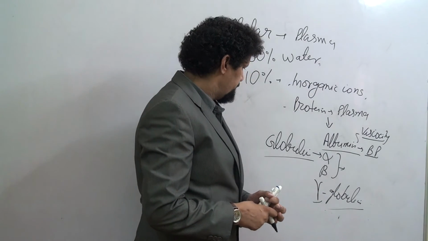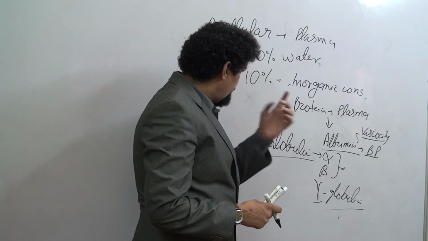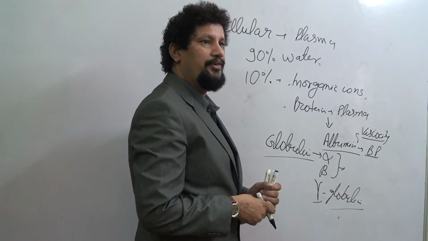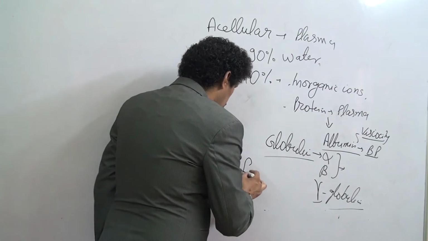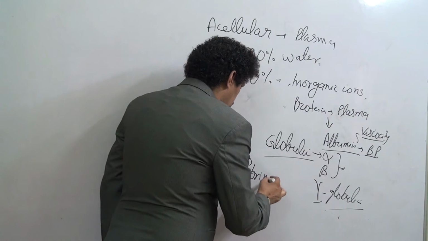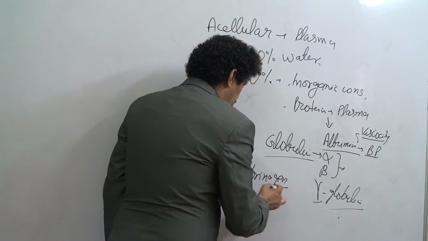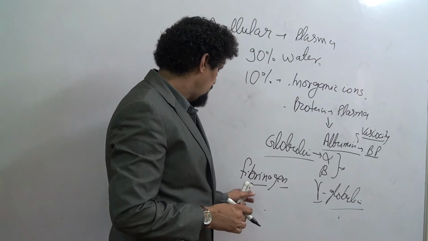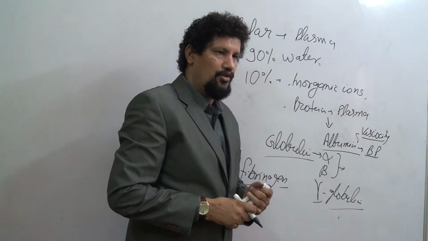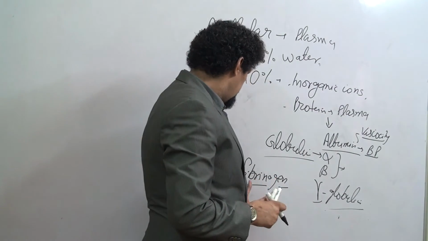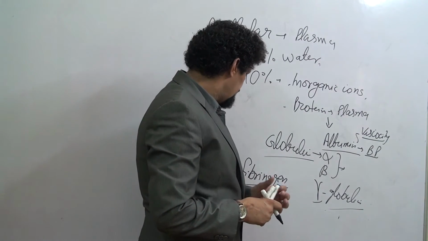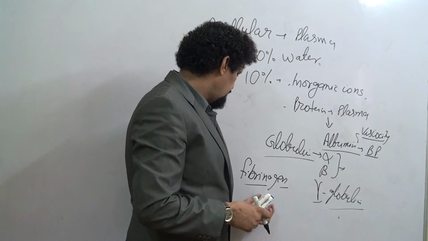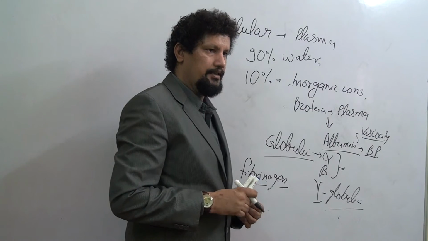The third type of plasma protein, after albumin and globulin, is fibrinogen. It is also formed by the liver, and it plays an important role in clot formation, and this fibrinogen plays a role in clotting of the blood with the platelets.